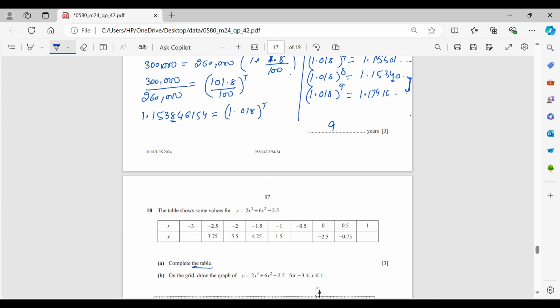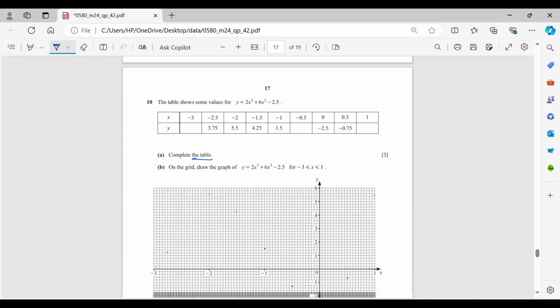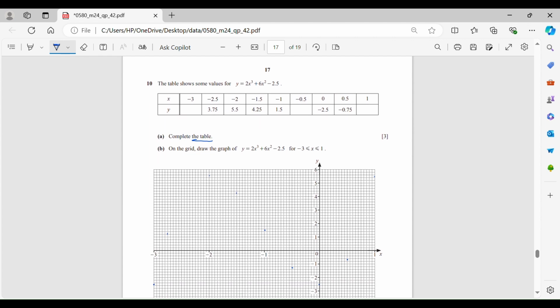Next is question number 10. The table shows some values for y equal to this. Complete the table. So we need to complete the table. We will use the calculator for this. For minus 3, it will be minus 2.5, and for minus 0.5 it will be minus 1.25, and for 1 it is 5.5, right? And next, on a grid draw the graph for this, right? We need to plot these points on a graph.